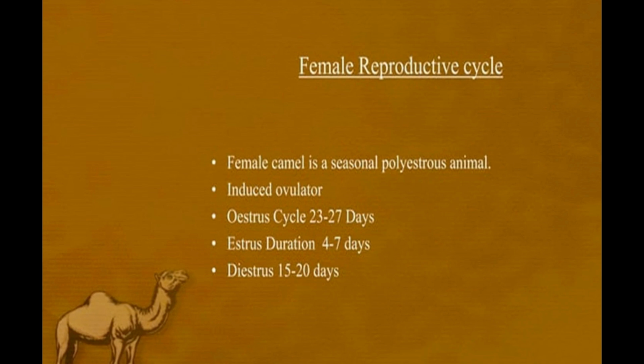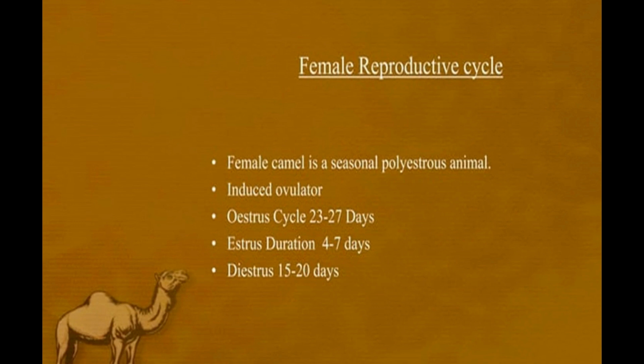Here is the female reproductive cycle. The female camel is a seasonal polyestrous animal. First, we should know what a seasonal polyestrous animal is. A seasonal polyestrous animal is limited to a certain season. The camel has to come into heat again and again until she becomes pregnant.